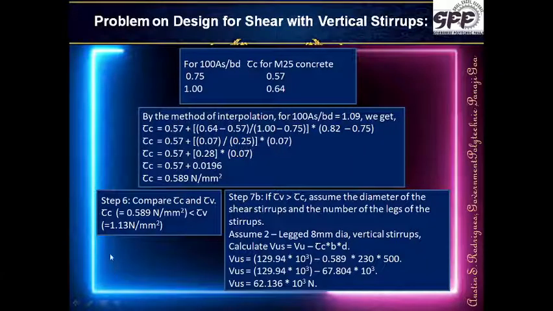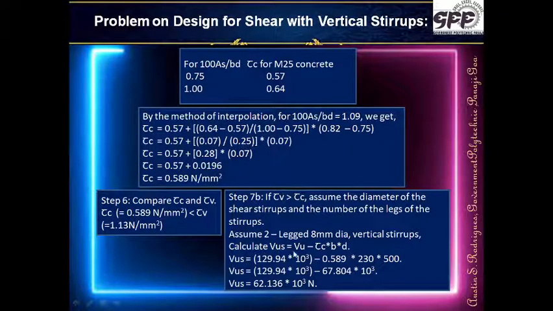So in that case we are going to the next step. When this is the condition, we are looking at 7b, the step 7b. If tau v is greater than tau c, that means tau c is less than tau v. Assume the diameter of the shear stirrups and the number of legs of the stirrups. So we assume two-legged, two verticals and 8 mm diameter vertical stirrups.